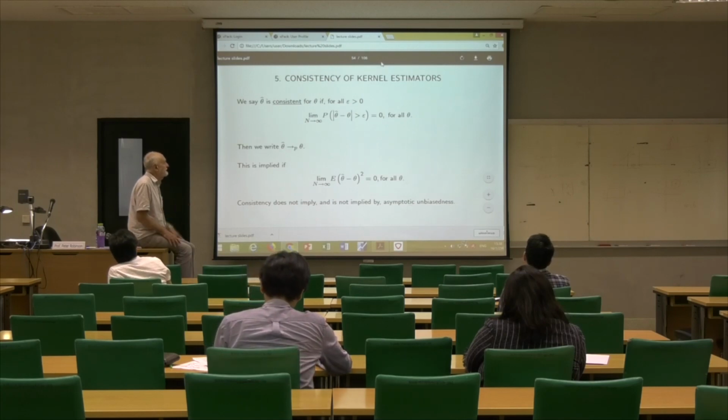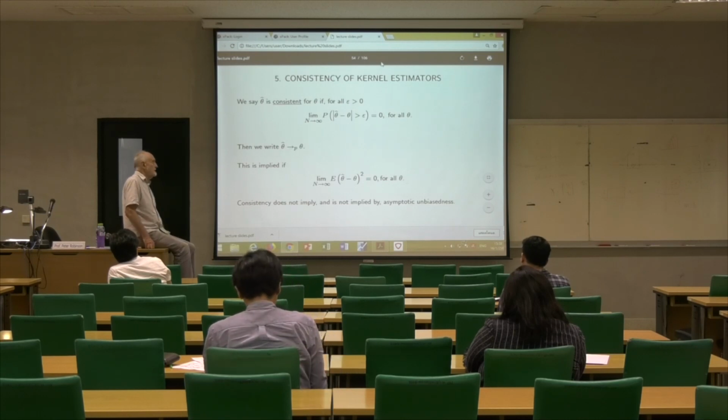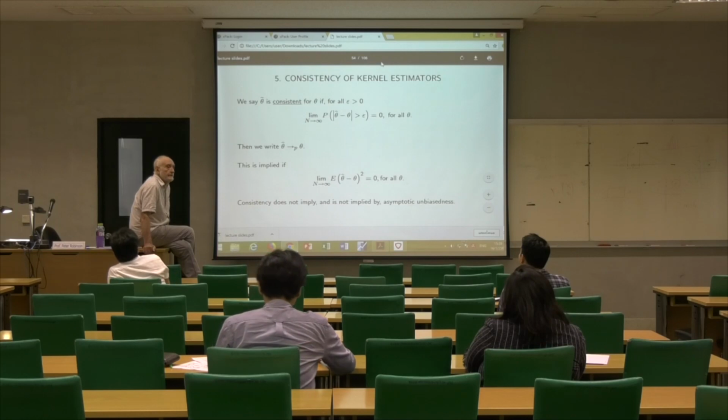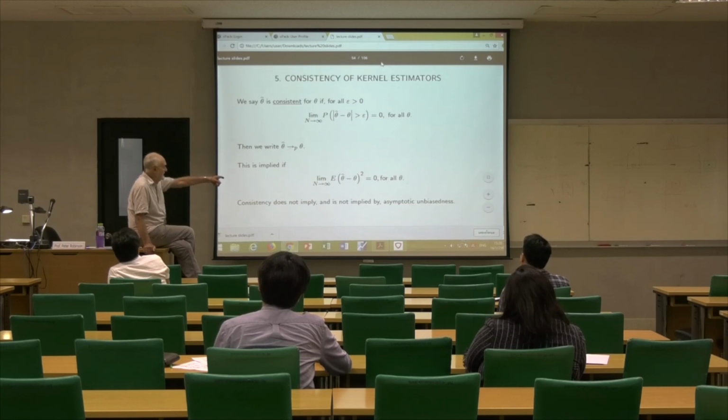So the expectation of theta hat minus theta squared tends to 0. And what's happening there is that, you see, that's the mean squared error, because theta is not necessarily the expectation. So the mean squared error is the variance plus the square of the bias. So for that mode of consistency, which is the stronger one, you need both the variance to go to 0 and the bias to go to 0. All right? But that's rather more than you need for the basic property.